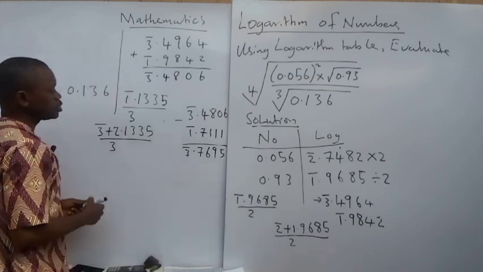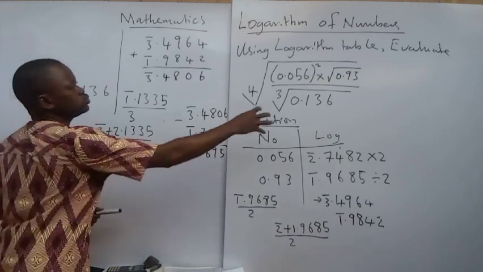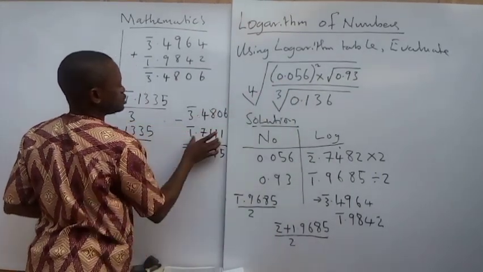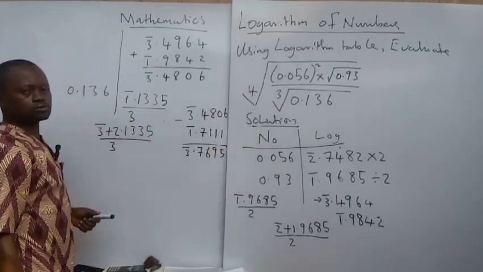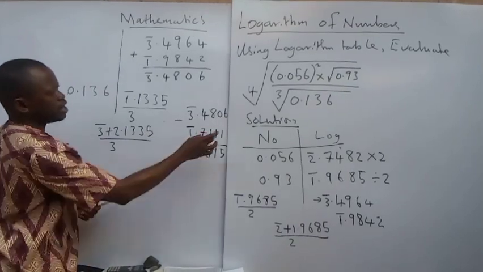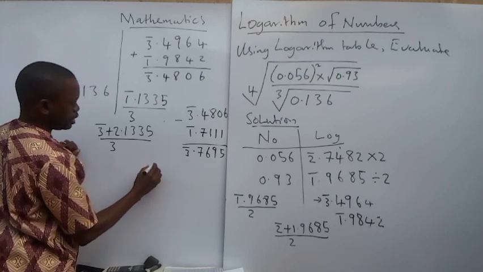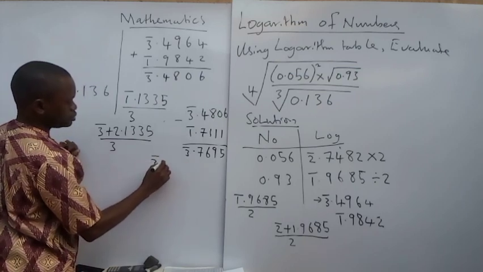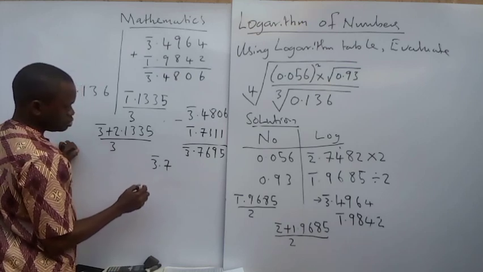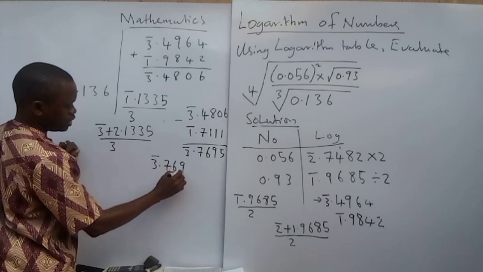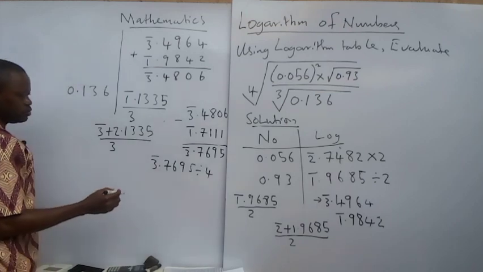All right. So where are we? We've been able to work on this, get this, work on this, get this, and then the whole of this has given us a value. So this has to come forward. All right. What we have there is root 4, meaning the whole of this divided by 3.7695 divided by 4. Let me write it that way so that you see clearly what I'm working on.